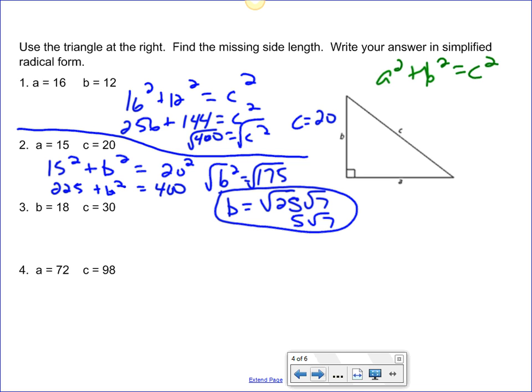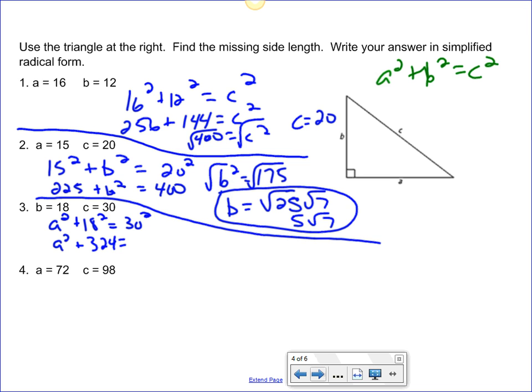Okay, so let's look at this next one. In fact, you try it on this next one. Pause the video, try it, come back and see if you got the right answer. Okay, so you should have set it up as this. A squared plus 18 squared equals 30 squared. So A squared plus 18 squared, the 18 squared should have given you 324. And 30 squared is 900. And if you subtract the 324 off of there, you get A squared is equal to 576.